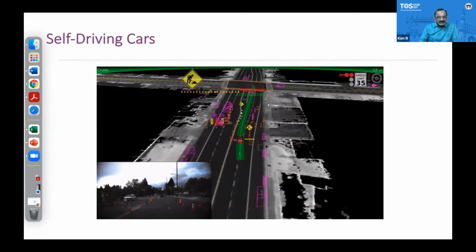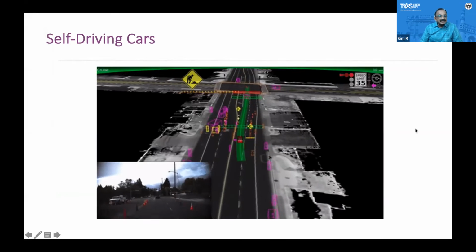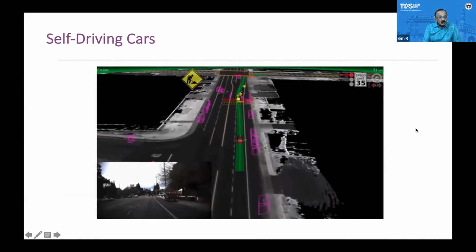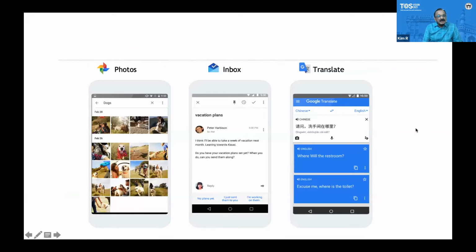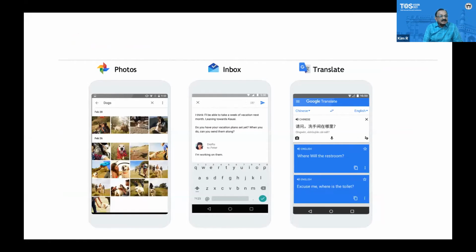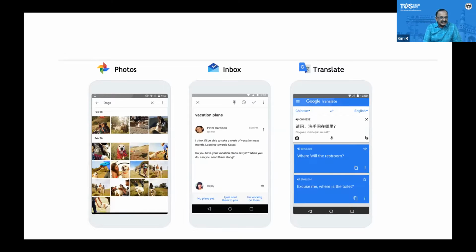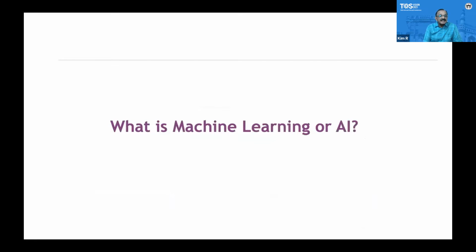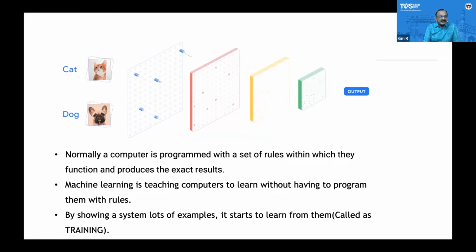I'm sure all of us have seen or heard about self-driving cars, which we may see soon on the road, or our regular day-to-day applications that we use, like Google Photos, which can pick out all the photos that you want by just searching by names. All this uses AI. So what is this AI? Sorry if I'm too basic.